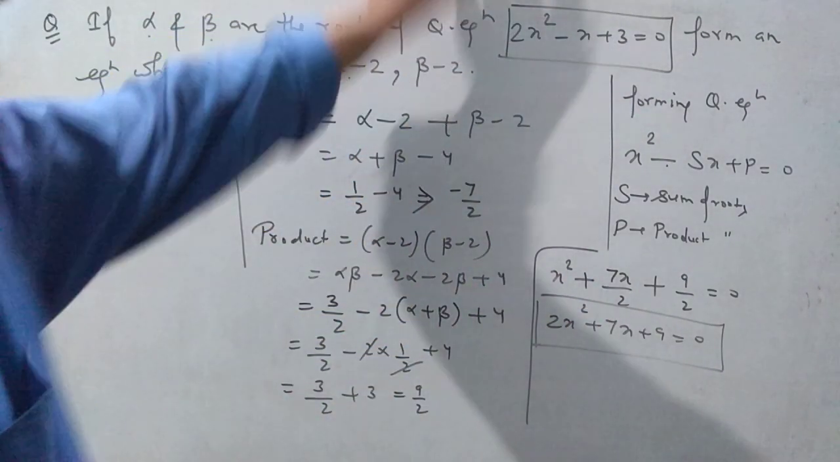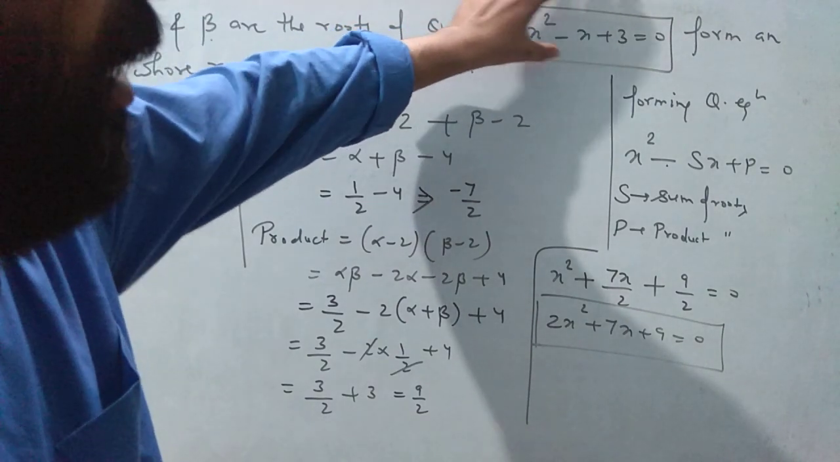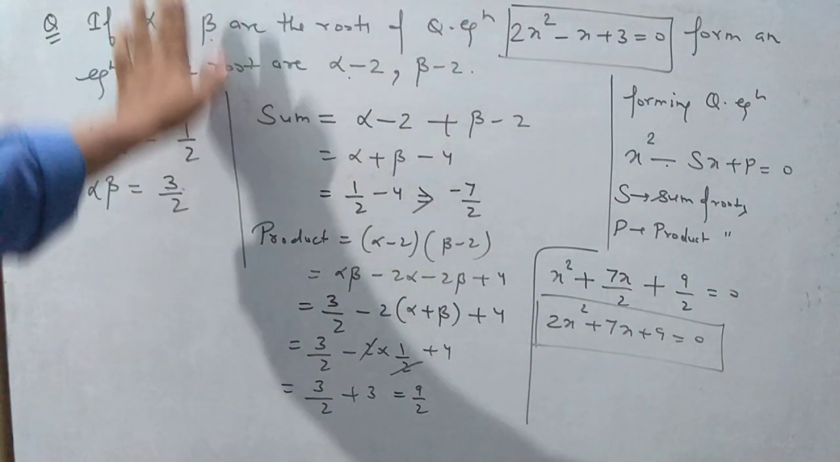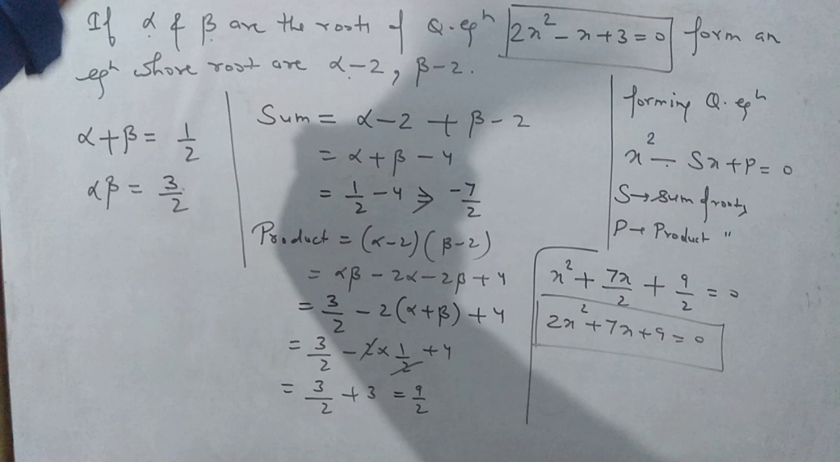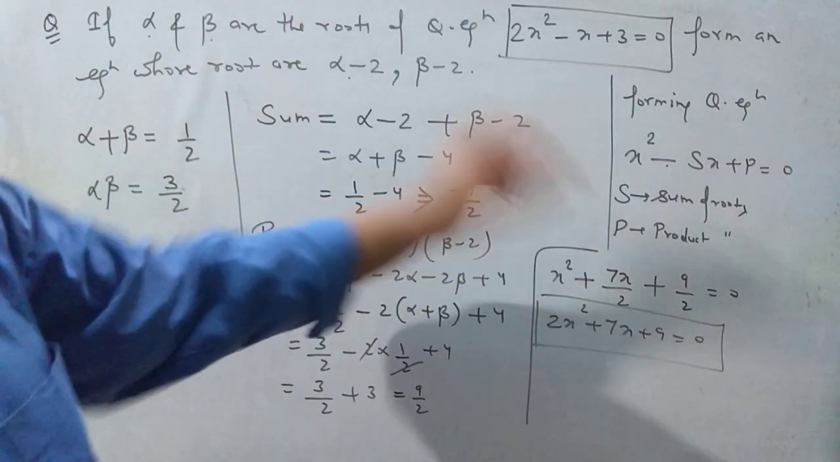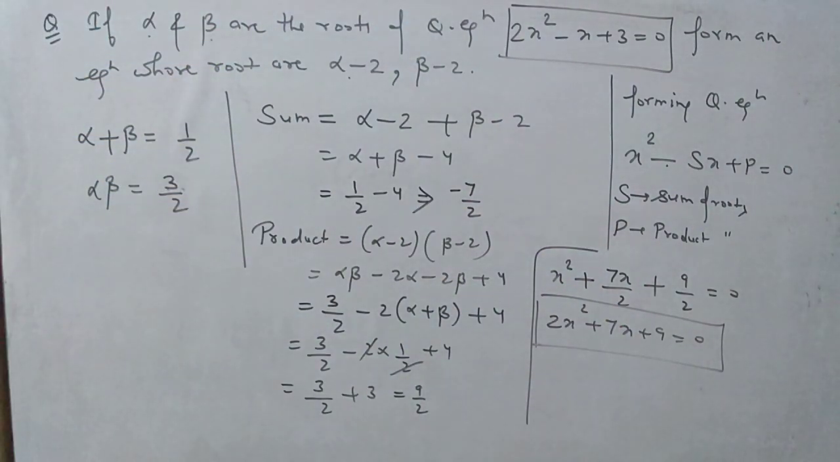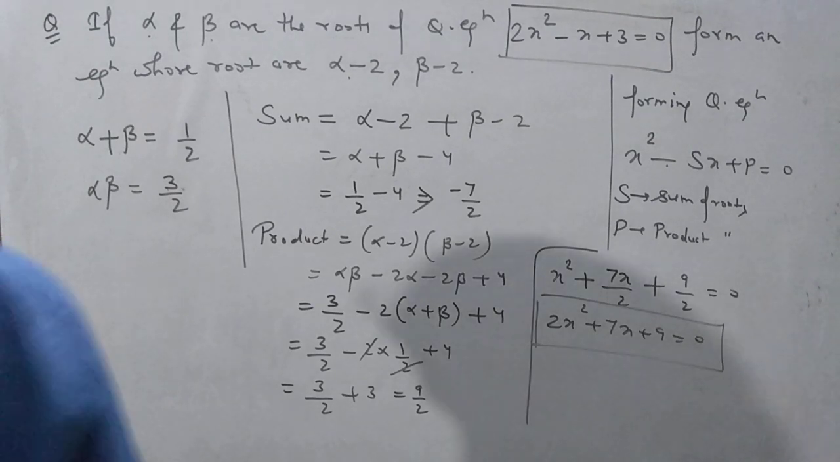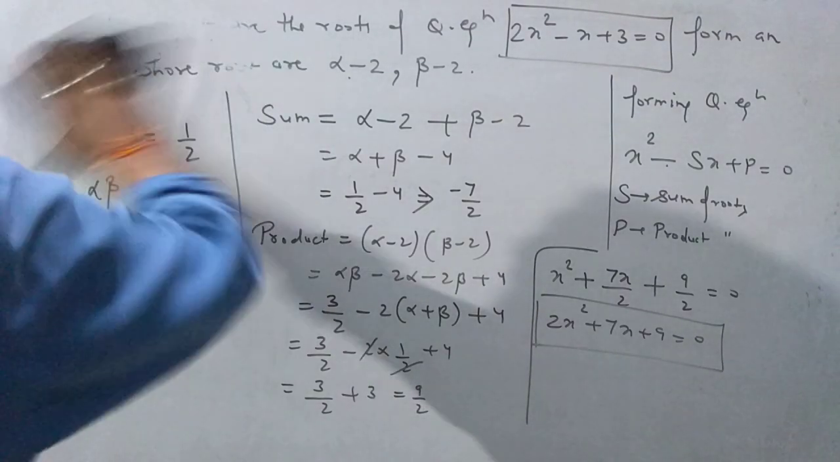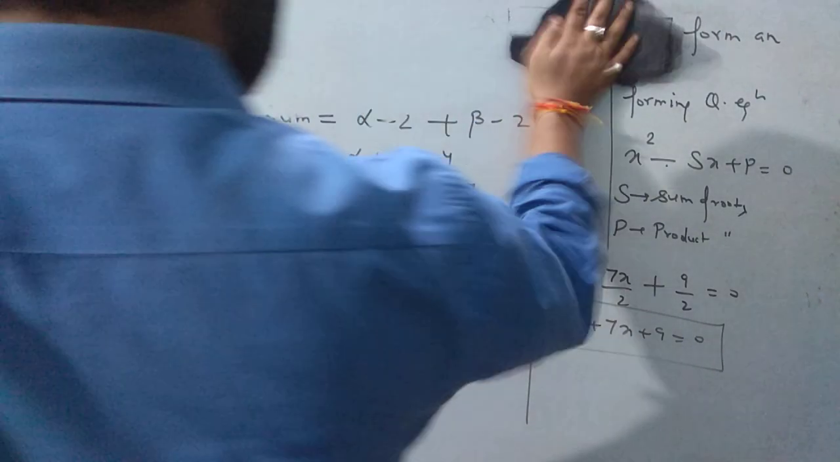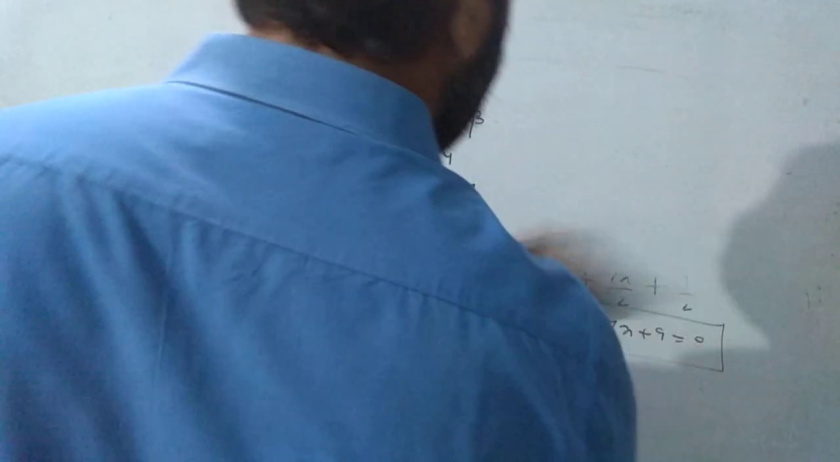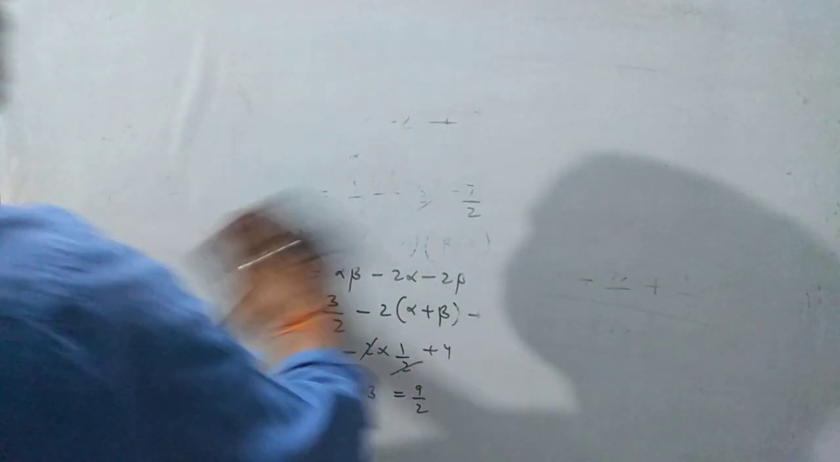So this is the type of question where an equation is given. With the help of the equation, we find the sum and product, and using that sum and product we form another equation whose roots are mentioned. Let us take one more question on the same concept. A little bit tricky question, but an easy one.